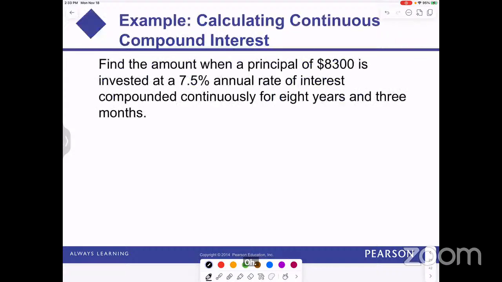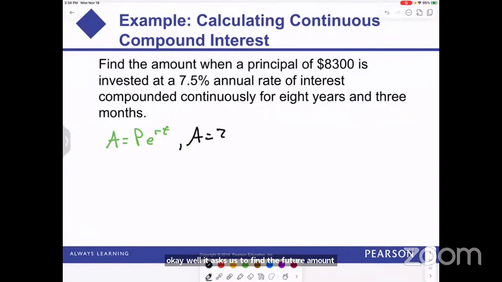Here we're asked to find the amount when a principal of 8,300 is invested at a 7.5% annual rate of interest compounded continuously for 8 years and 3 months. So there's that word continuous compound interest again. That means we need to use the PERT formula, A equals P e to the RT. We're trying to solve for A.